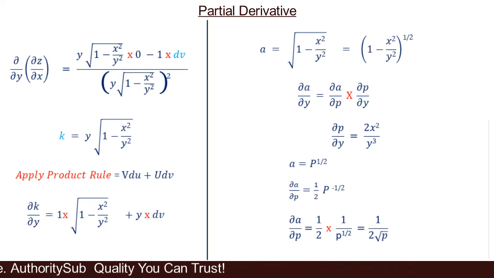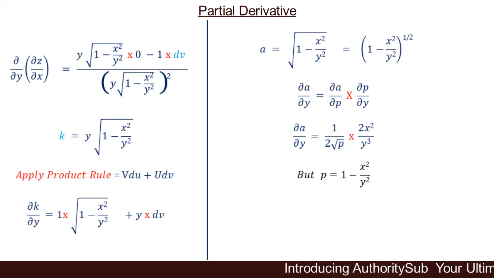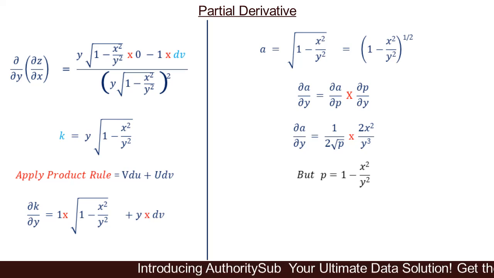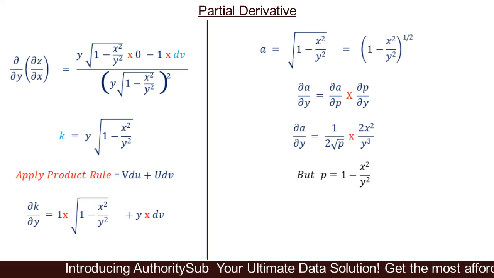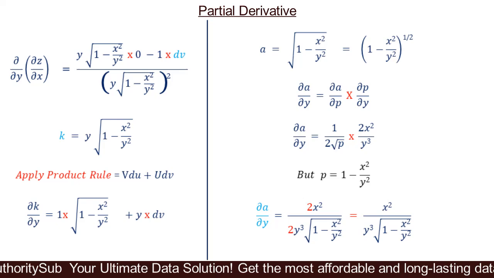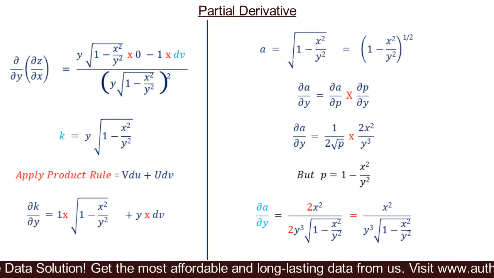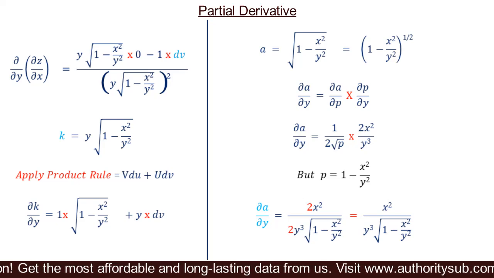Are we together? So when we bring them together, we say that partial a all over partial y is equal to 1 all over 2 root p multiplied by 2x squared all over y cubed, right? So when we combine these together, but bear in mind that p is 1 minus x squared all over y squared, right? Good. Let's bring it here in place of p and then multiply both of them together. So when we bring it together, we have that partial a all over partial y is equal to 2x squared all over 2y cubed square root of 1 minus x squared all over y squared.